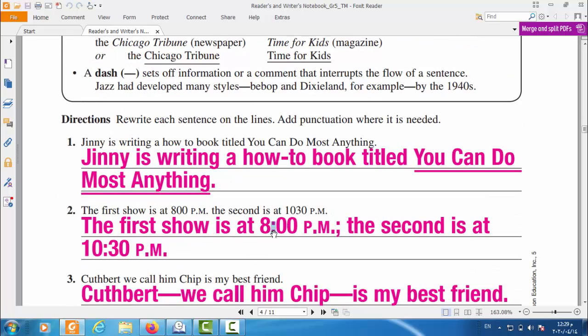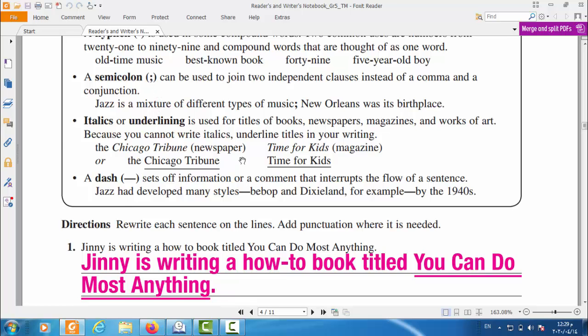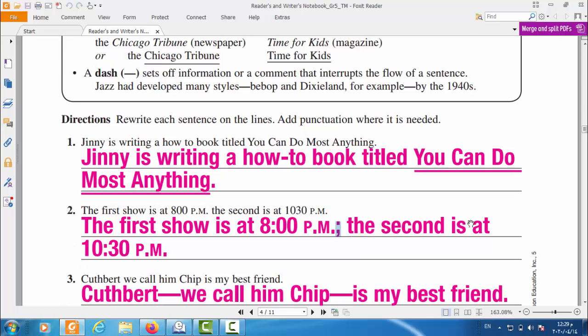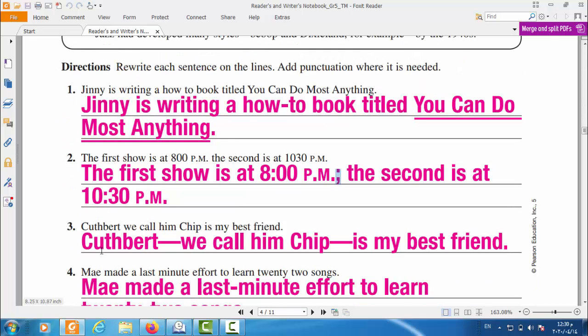Because I put a colon between the hours and the minutes to separate them. And then in here I put the word PM, and then I put what? Look at this one, semicolon. Why semicolon in here? Yes, I told you a semicolon can separate two independent clauses, like this one here. The second is at 10:30 p.m. Why did you put a semicolon again, teacher? Because this sentence, the first part of the sentence, can stand alone, and the second part of the sentence can stand alone. That's why I said independent clauses.